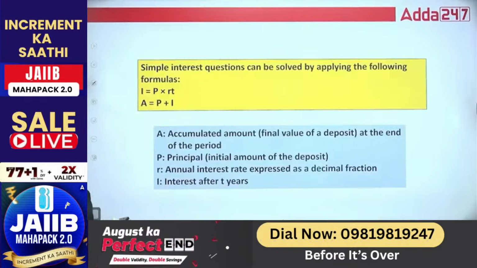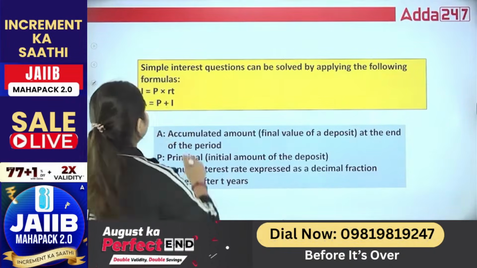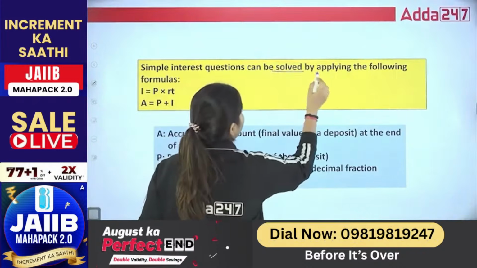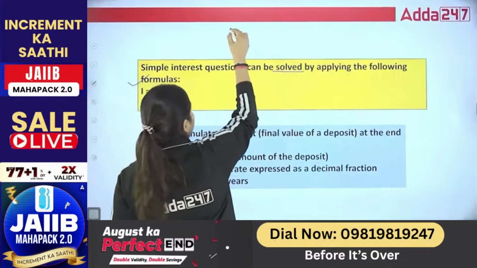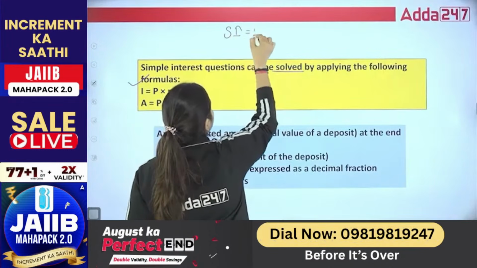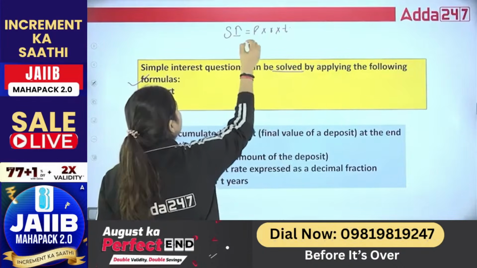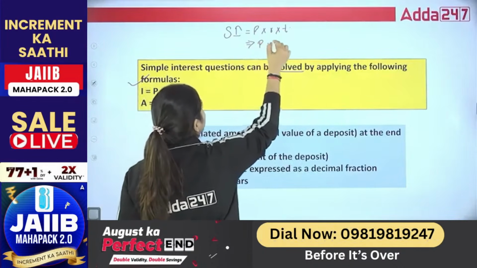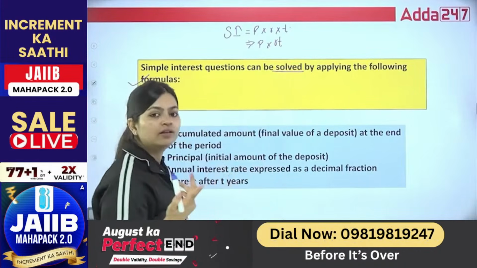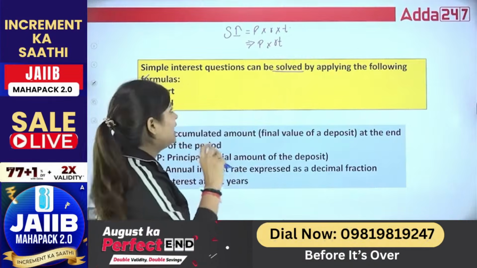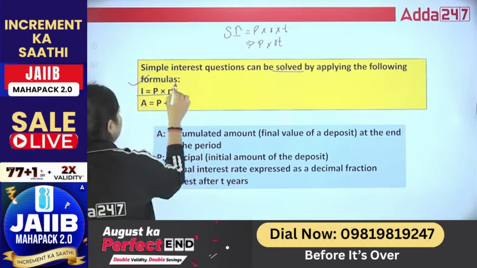Now, coming to the same simple interest formula. Simple interest questions can be solved by applying the following formulas also. Just now you have seen that simple interest equals P into R into T. You can write this as P, R and T, same thing. We are just removing the sign and writing R and T together, which also means multiplying. So you can write it like this also.